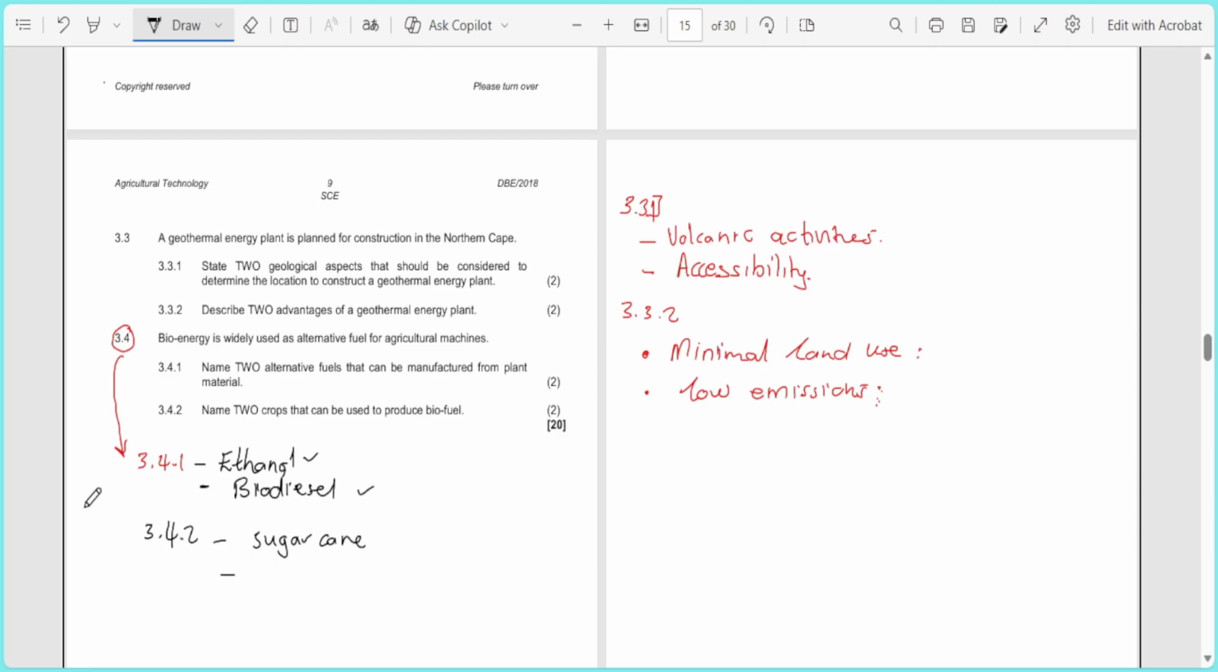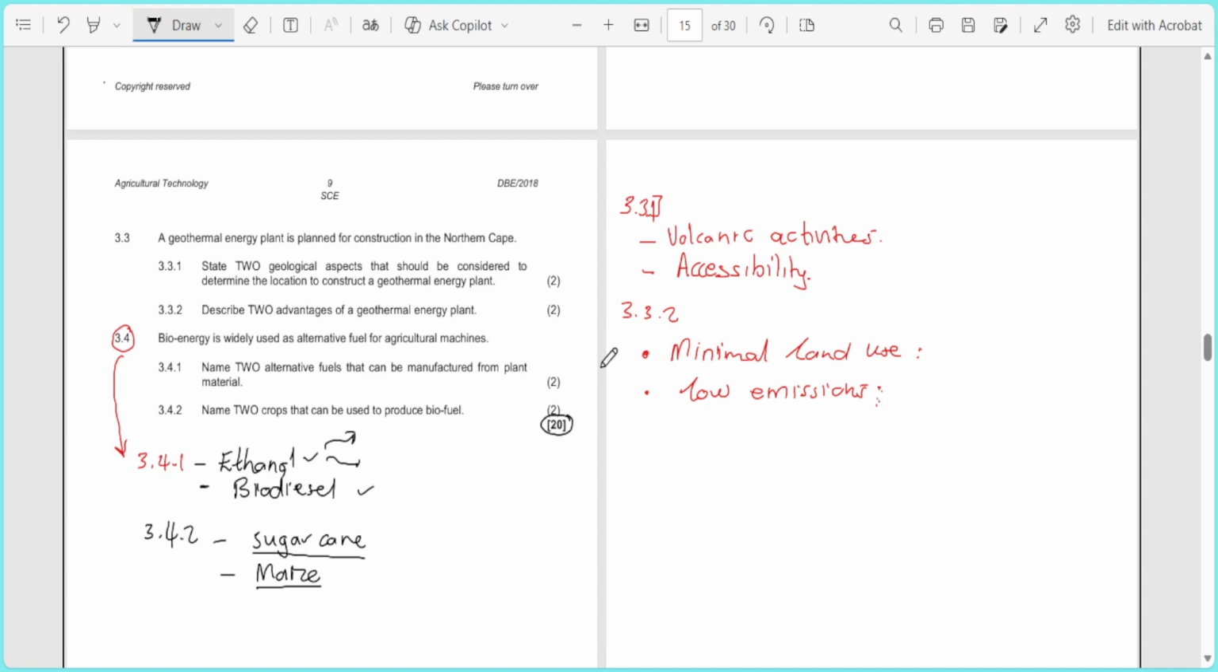The second one can be maize, right? I did mention something about sugarcane for ethanol, as well as corn. So that is maize and sugar cane. So there goes your 20 marks for question 3.